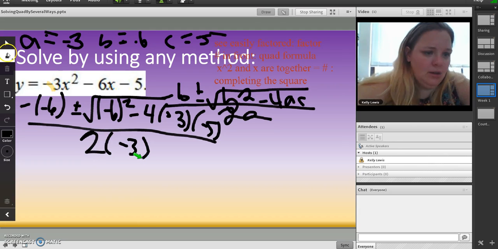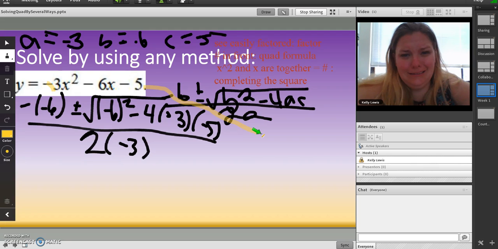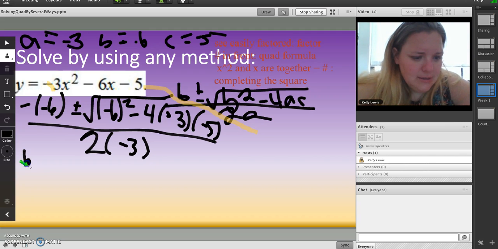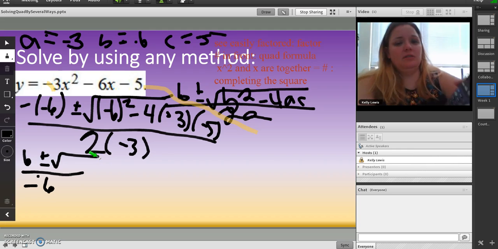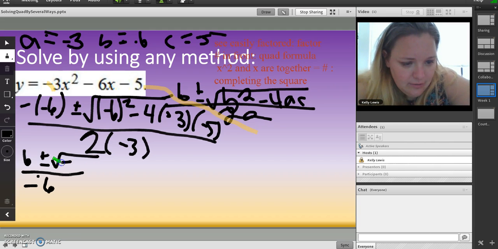All right, we've got to do something about this. Sorry, I'm not neat. Just put it on my list of things I'm not fabulous at. 6 plus or minus, over negative 6, square root of the discriminant: negative 6 squared minus 4 times negative 3 times negative 5. I'll put the discriminant in my calculator, and I got negative 24.